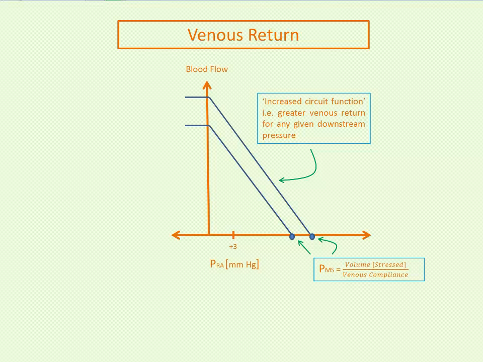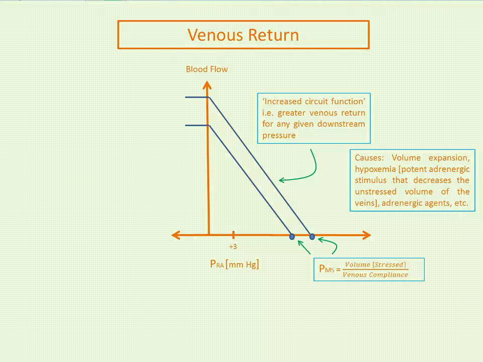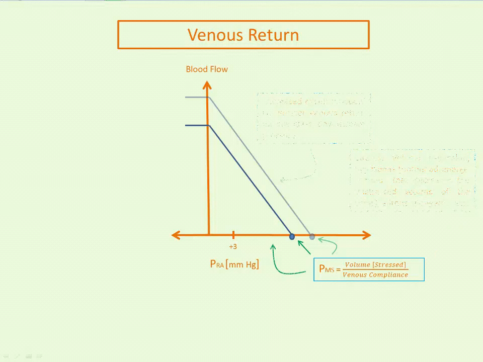And this is often referred to as increased circuit function, and causes include volume expansion and hypoxemia, which is a potent adrenergic response. An adrenergic response increases the stressed volume by acting on the venous vascular beds and compressing them and moving unstressed volume into stressed volume. It's kind of like an auto bolus. And then adrenergic agents that we give the patients, like vasopressors, will shift the curve to the right. You can also shift the curve to the left.